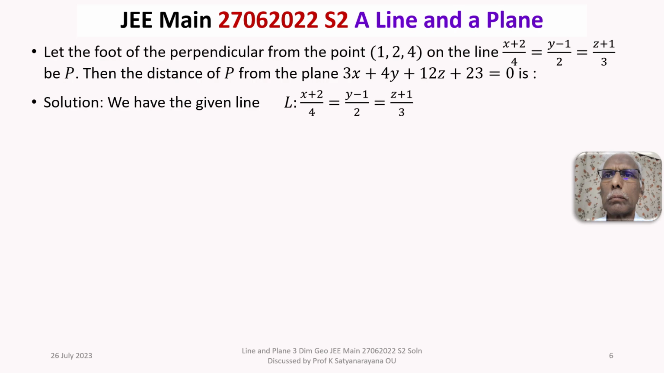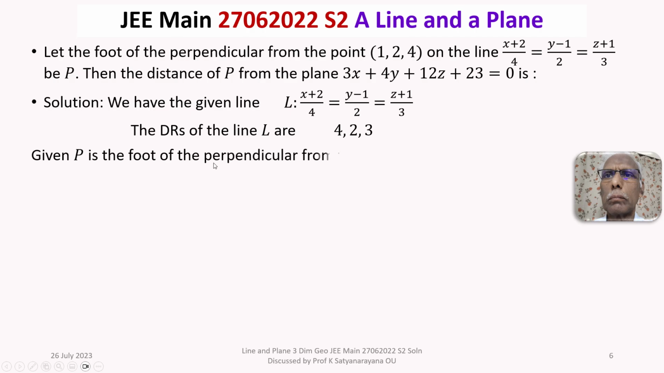We have the given line, denoted by L, as (x + 2)/4 = (y - 1)/2 = (z + 1)/3. It is a straight line in three dimensions with direction ratios 4, 2, 3, passing through the point (-2, 1, -1). Given P is the foot of the perpendicular from the point (1, 2, 4) on the line L.